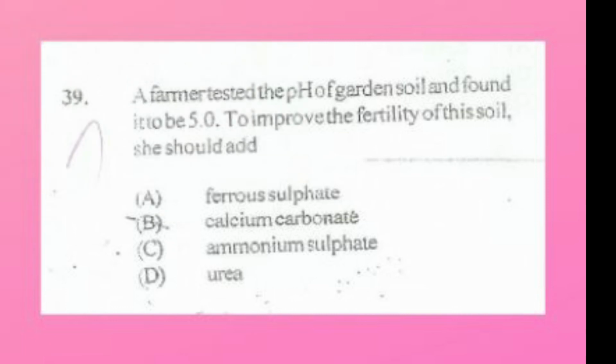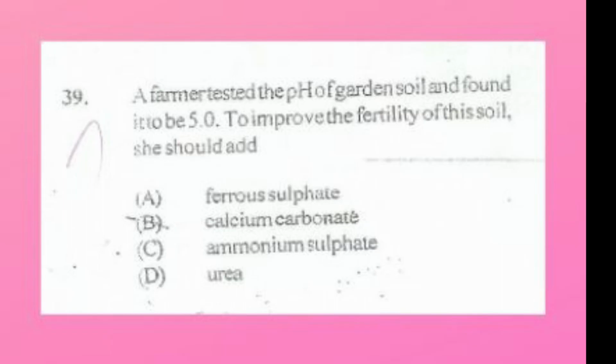Question 39. A farmer tested the pH of garden soil and found it to be 5. To improve the fertility of this soil, she should add A. Ferrous sulfate, B. Calcium carbonate, C. Ammonium sulfate, D. Urea. The answer is B. Calcium carbonate. Of course, the calcium carbonate will neutralize the acidity of the soil. Also, you can use white lime, which is called calcium carbonate.